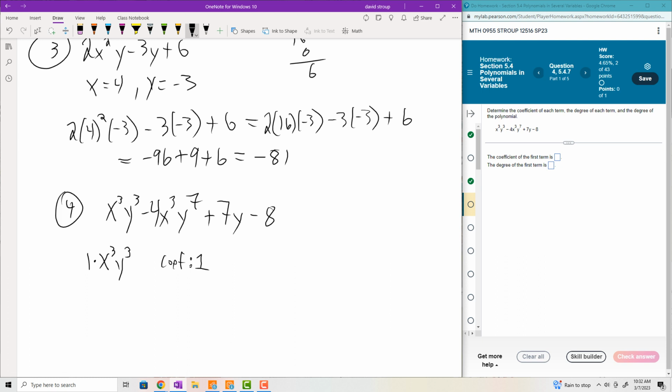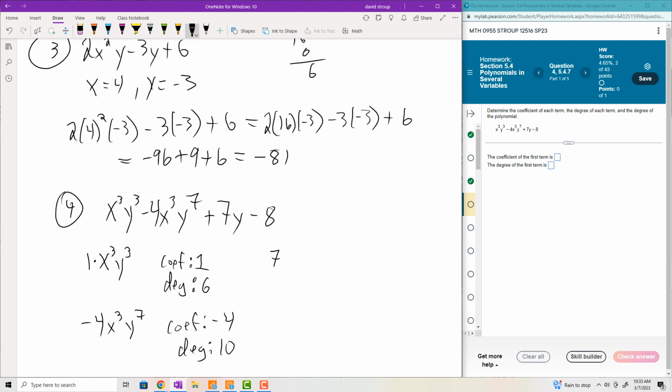And then the degree, you might think it's, well, 3 or something like that, right? You just look for the exponents. But in this case, because there's 2 exponents, what you have to do is add them together. Okay, so the degree in this case will be actually 6. Okay, so that's the first guy. -4x cubed y to the 7th. Okay, so here the coefficient is -4. And then the degree, you add the exponents, right? So 7 plus 3 is 10.